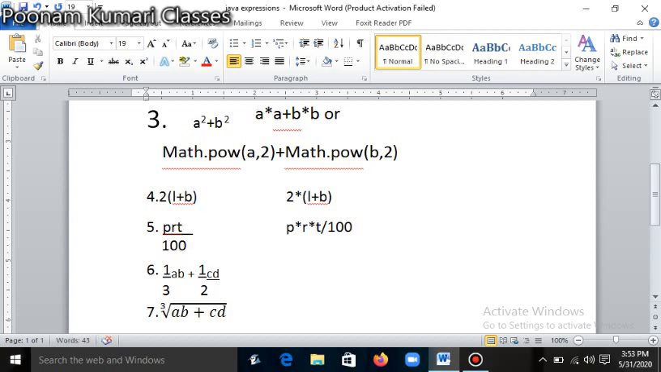So the division symbol will be converted to this slash. In Java we are using this symbol for division. So we will write like this way, then the answer will be correct.